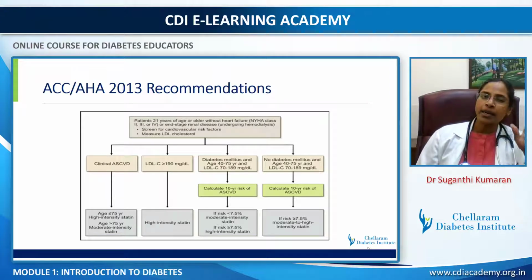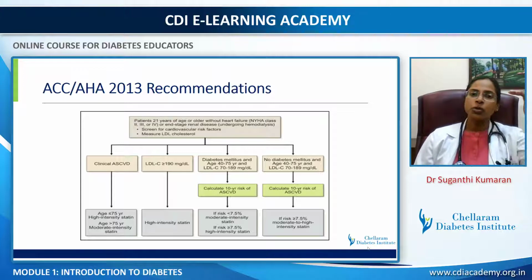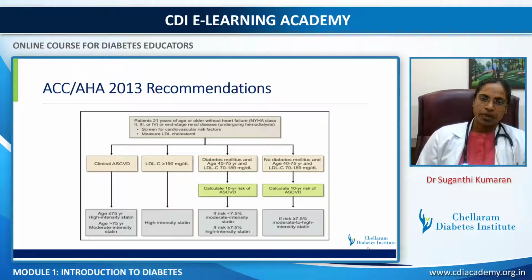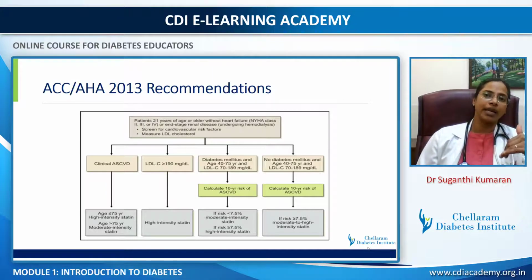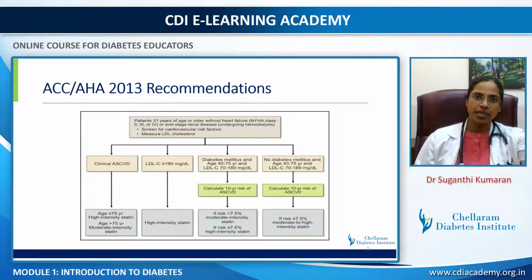Now what is high intensity? There are basically high and moderate intensity. High intensity statin is the one which brings the LDL cholesterol down by 50% or more from the baseline. Moderate intensity reduces the LDL cholesterol between 30 to 50%. So, if the patient has clinical atherosclerotic cardiovascular disease, irrespective of the amount of the LDL that they have, you just start them on high intensity therapy. So, from the baseline, it falls 50% below.